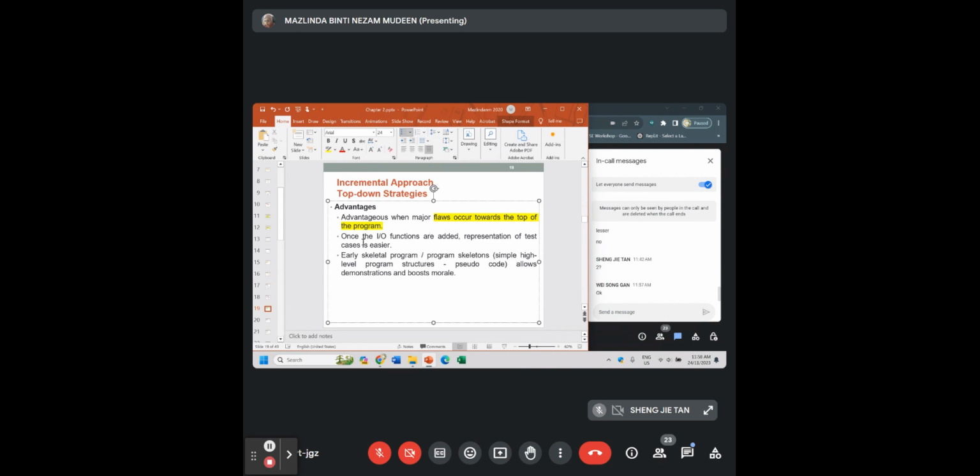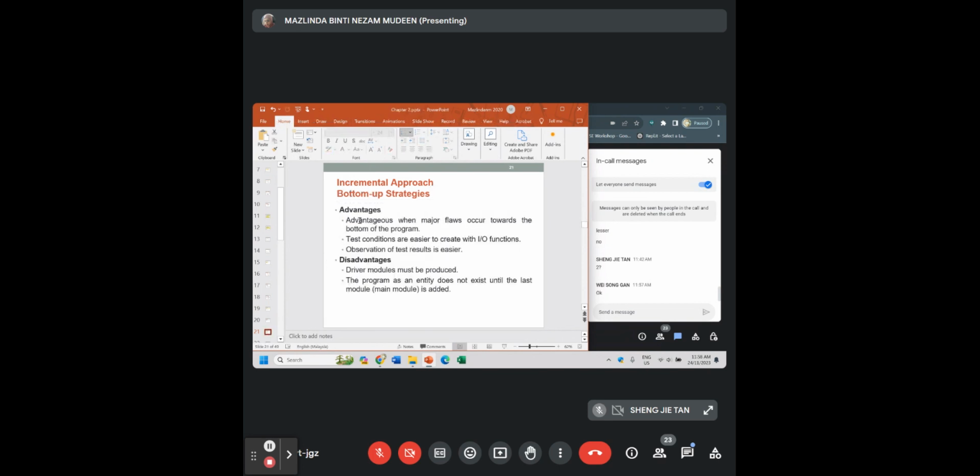Once the input output functions are added, it means the lowest terminal level of functionality has been added, then the test case will be easier to represent. Since the main module is always the backbone of the program, it will allow us to know exactly how strong the software is, so it can allow us to do a demonstration of the overall software. Let's see the advantages of the bottom up first.